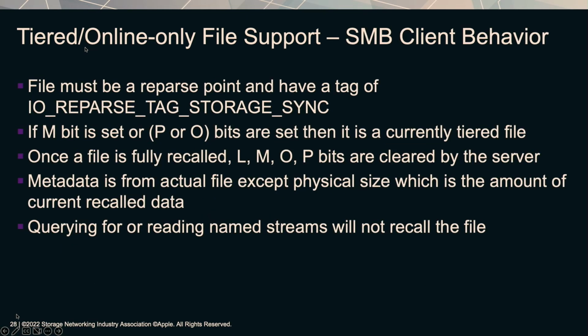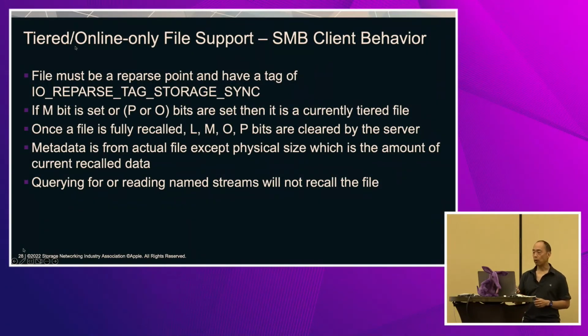So how do we handle this? So the SMB client: the file has to be a reparse point, and it has to have that magic tag. And if both of those are true, then if the M bit is set or the P or O bit is set, then we identify it as a currently tiered file. We assume that once you completely recall the file, all of those bits should be cleared. We assume that the metadata is from the actual file, except for the physical size. And the physical size is actually the amount of data which has currently been recalled. We also assume that if you're querying for or reading name streams, that will not recall the file.